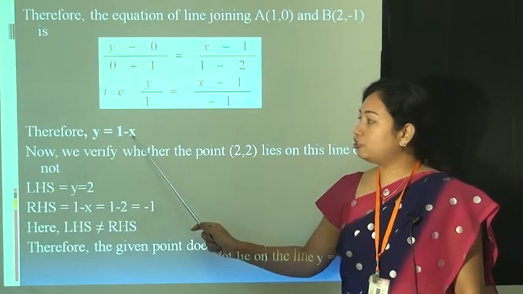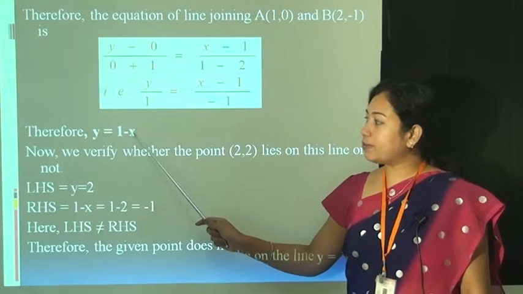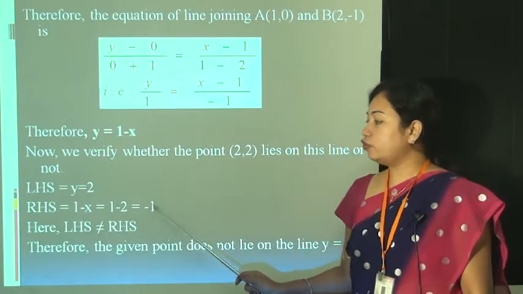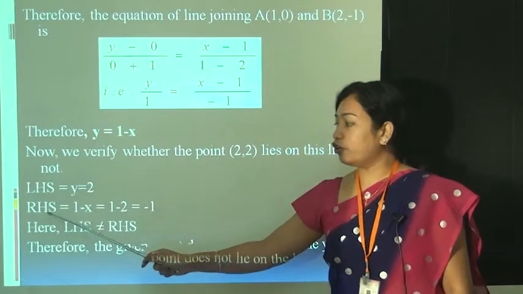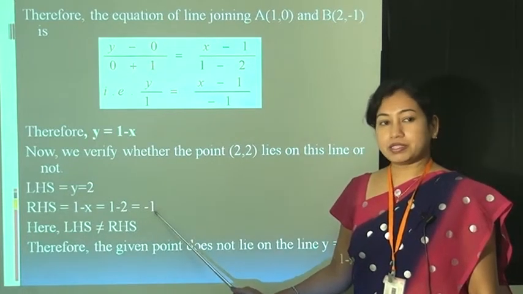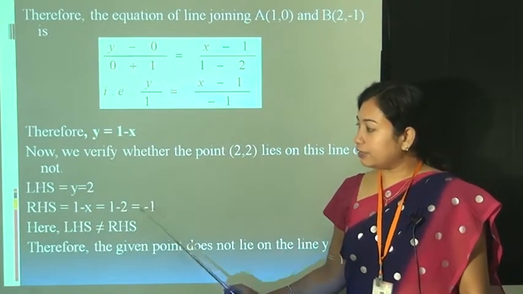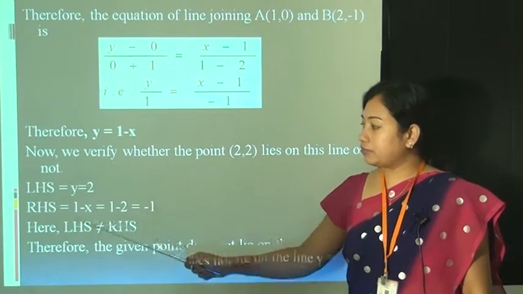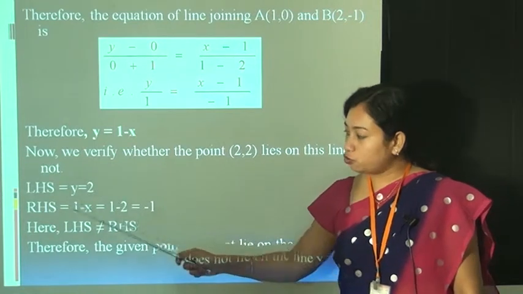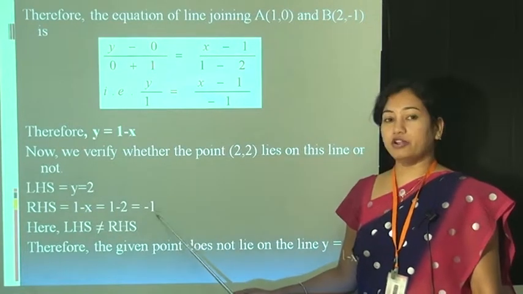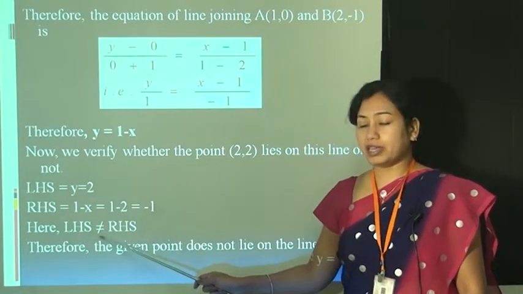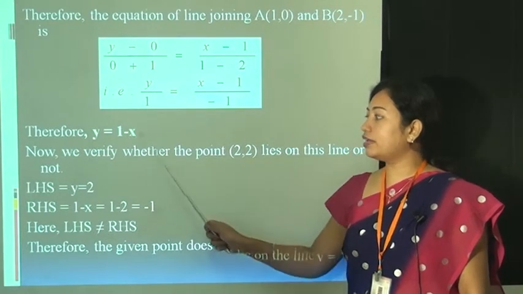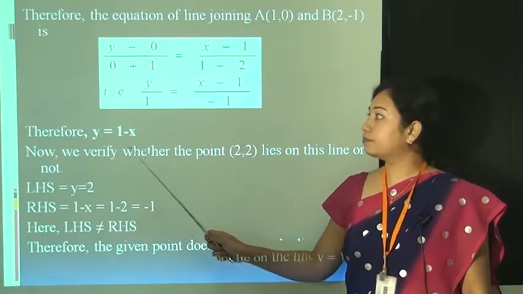Now let's take RHS. Here the RHS is 1 minus x. Put x equal to 2. So 1 minus 2 is equal to minus 1. So the value of RHS is equal to minus 1. Now we see here the value of LHS is not equal to RHS. That means the value of LHS is 2 and the value of RHS is minus 1, which is not equal. That's why we can say that this point does not lie on this line.